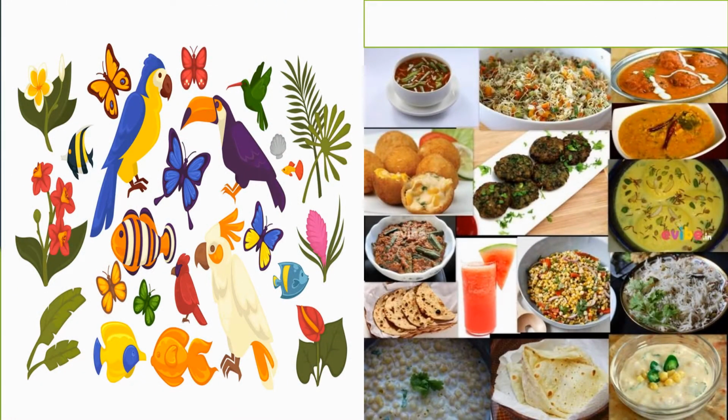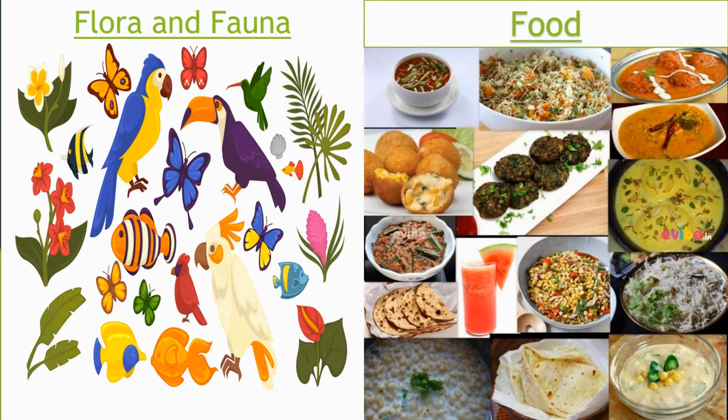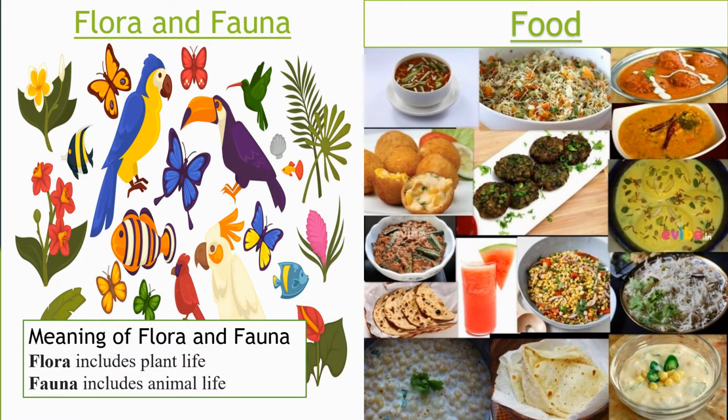The next slide, as you can see, there are two different types of images. One image displays flora and fauna, while the other image displays food. Now, what is the meaning of flora and fauna? Flora includes all types of plant life, and fauna represents animal life, which includes all types of animals. As you can see, the second image shows us different types of food.